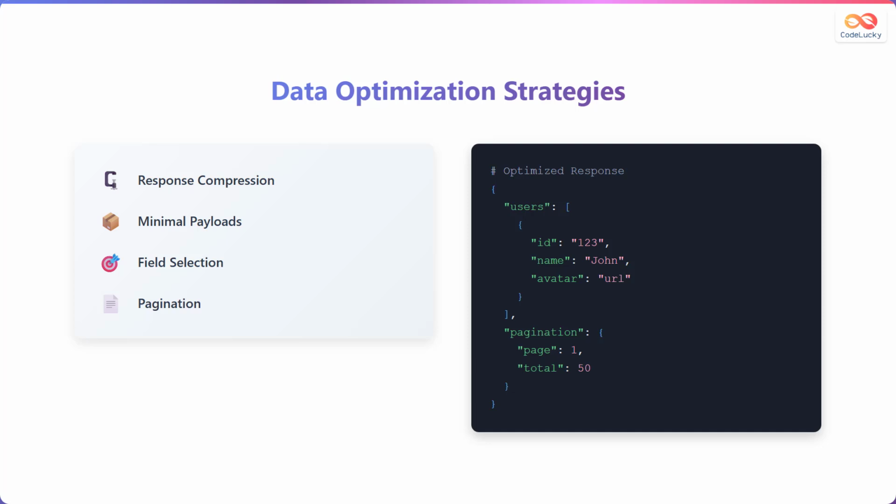Here is an example of optimized response. The JSON object has the keys users and pagination. The user array has ID, name, and avatar keys. The pagination object has page and total keys.